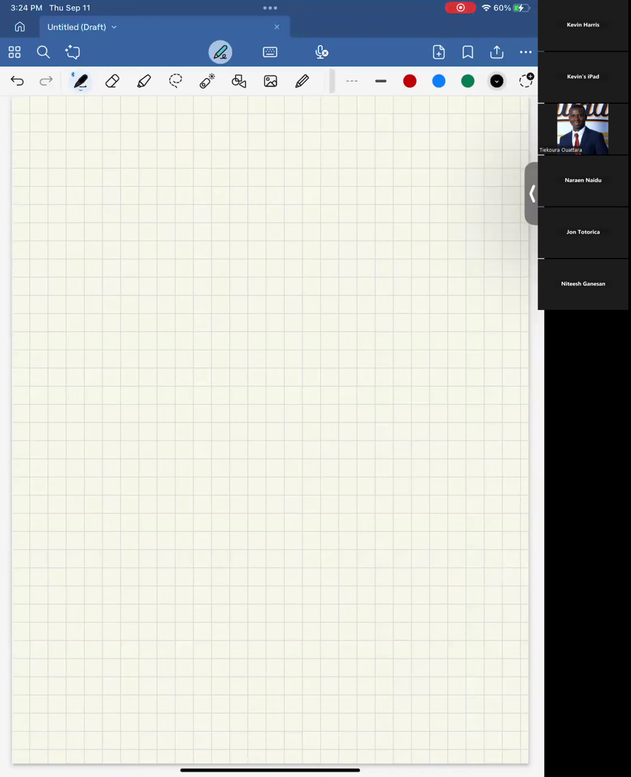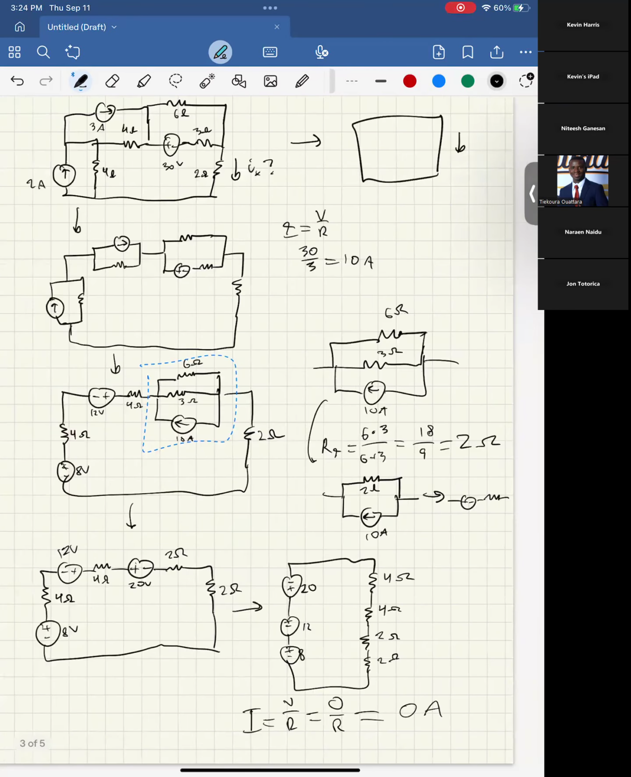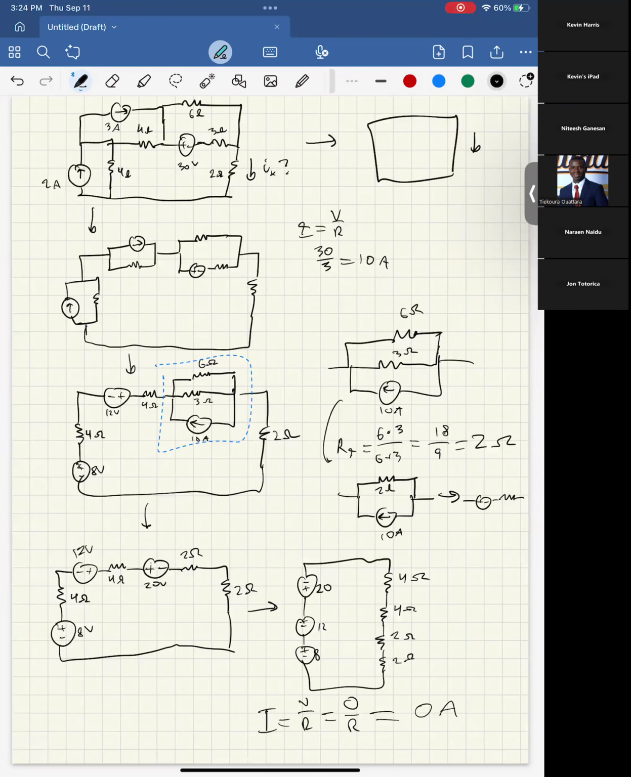Could you go to not the question before, but the question before that and explain how you went from the first circuit to the second one? So from here to here. Yeah. So the key thing here is that I did not change the circuit at all. I didn't do any source transformations. I just redrew the wires, right?